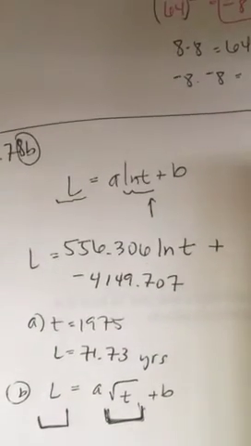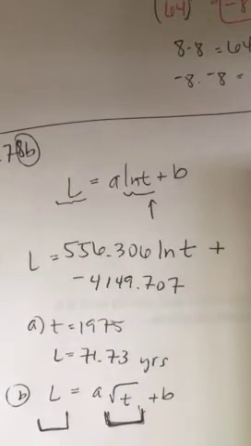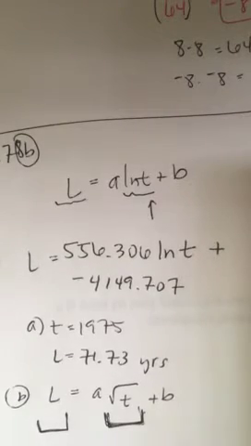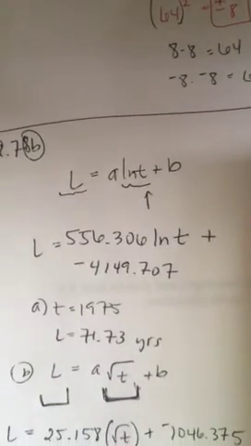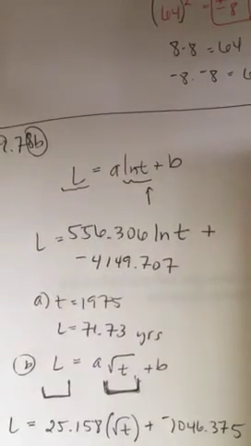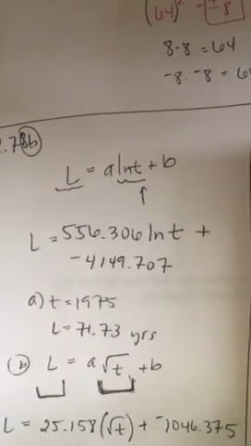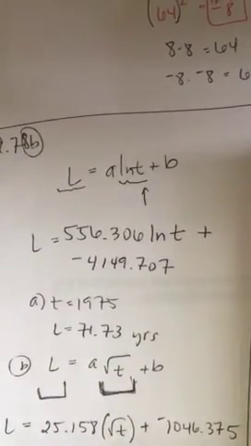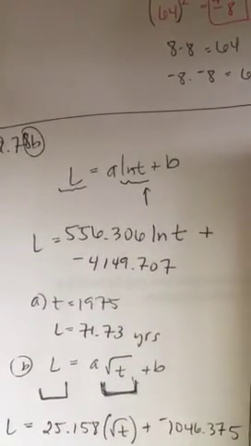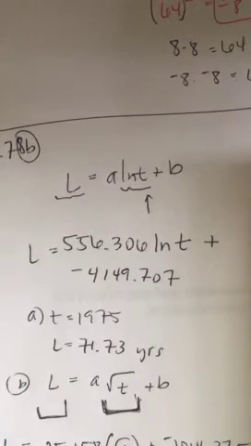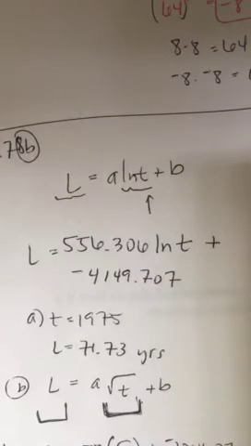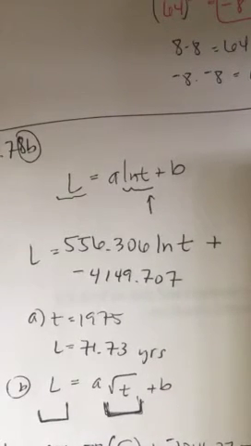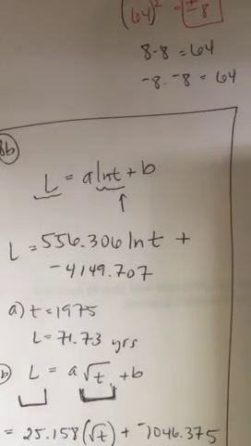So I'm going to have L equal, my coefficient will be 25.158. This will be the square root of t plus negative 1,046.375 because it rounds up. I'm just doing 3 decimal places. Okay, and then also use it for 1975. So I'm going to do alpha y2, plug in 1975. So when T is 1975, L of 1975 is going to be 48,641.57. Is that really what the book says?